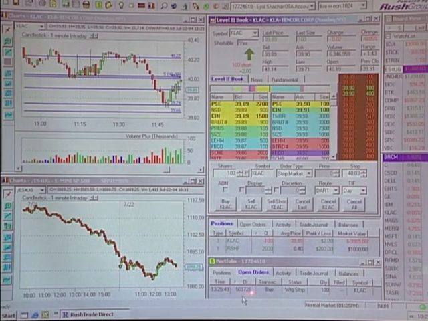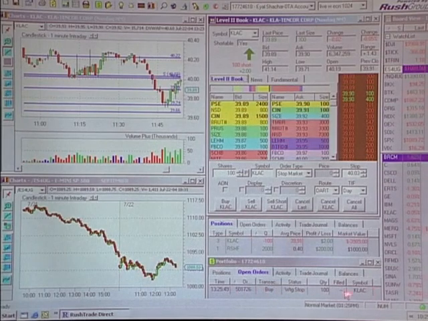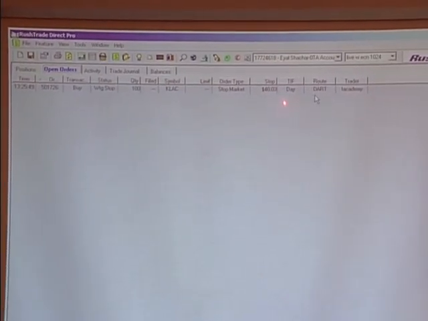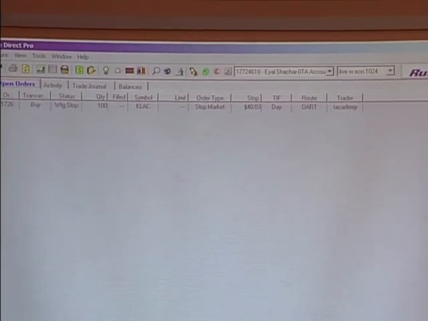And now we can see my order down here in the bottom center. You can see, let me make it big, it'll jump up to the top. You can see we have a buy order, awaiting stop, 100 shares in CLAC, market triggered at 40.03, good for the day, in our route and our account.